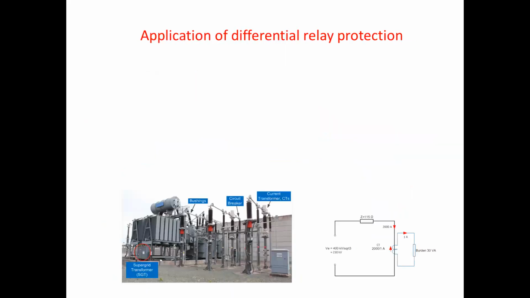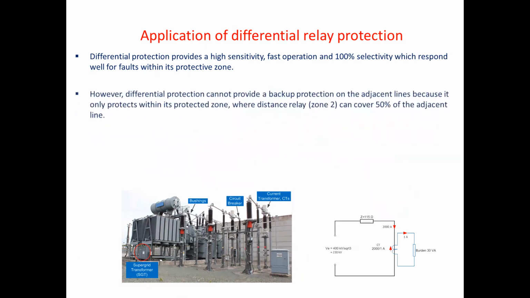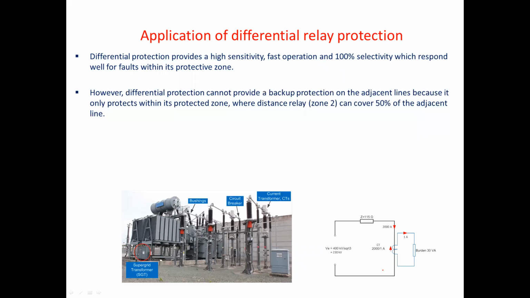So what about the application of differential relay protection? Well, differential protection, or unit protection, is a very effective protection scheme, because it provides high sensitivity, fast operation, and 100% selectivity, which responds well for faults within the protected zone. And we can use it in many applications. However, differential protection cannot provide backup protection on an adjacent line because it only protects within the protected zone, whereas distance relay can cover beyond.